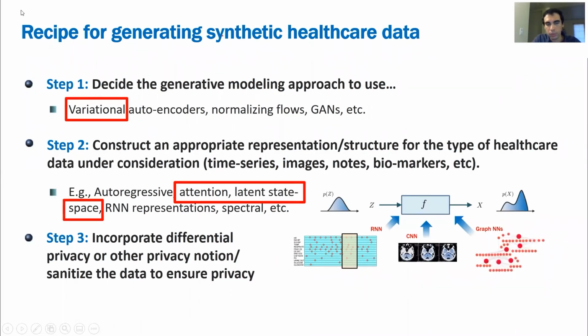So the next model for generating synthetic clinical time series data that we're going to discuss belongs more to the variational autoencoder kind of models. And the representation that it learns to map the latent space to the observed space is based on an attention mechanism. As we said before, we're making all of these modeling choices through our recipe for generating synthetic healthcare data.